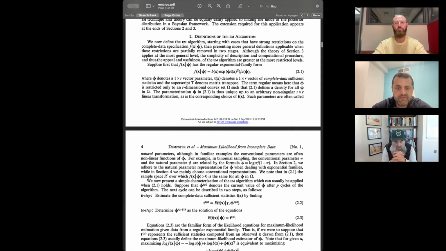It's chapter number 2. They call it definitions of the EM algorithm. And they say, we now define the EM algorithm starting with cases that have strong restrictions on the complete data specification, then presenting more general definitions applicable when these restrictions are partially removed in two stages.